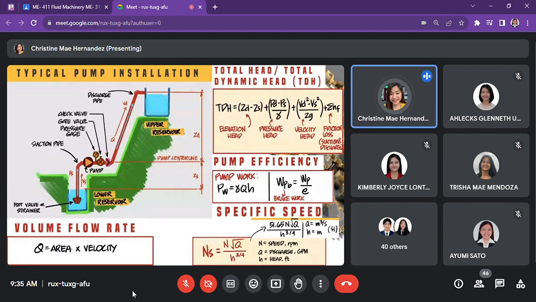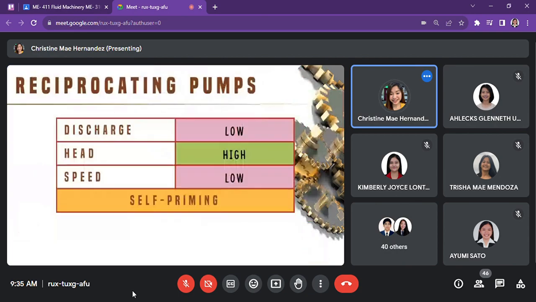So, ito nga yung TDH, di ba? Total dynamic head. Kasama yung discharge. So, discharge and suction siya. So, ito yung Bernoulli's equation. Diba? So, in-add up lang yan. So, ginawang total dynamic head.